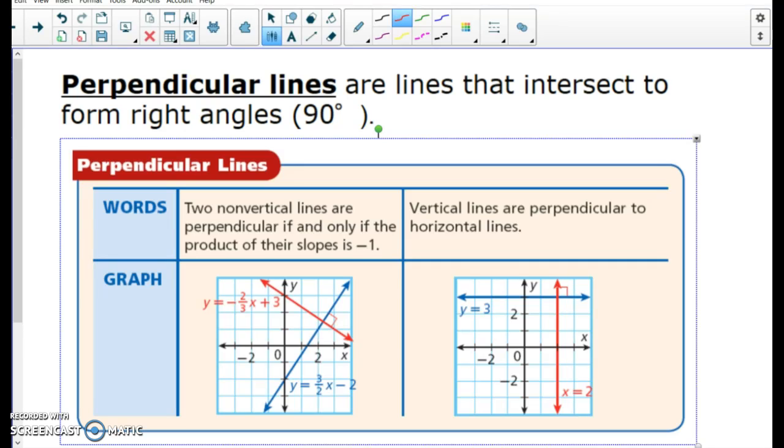2 non-vertical lines are perpendicular if and only if the product, meaning multiplying 2 slopes together, yields negative 1. So we can always check just the slopes, multiply them together. If we get negative 1, we know we have perpendicular lines. Vertical lines are always perpendicular to horizontal lines, and we just talked about that.